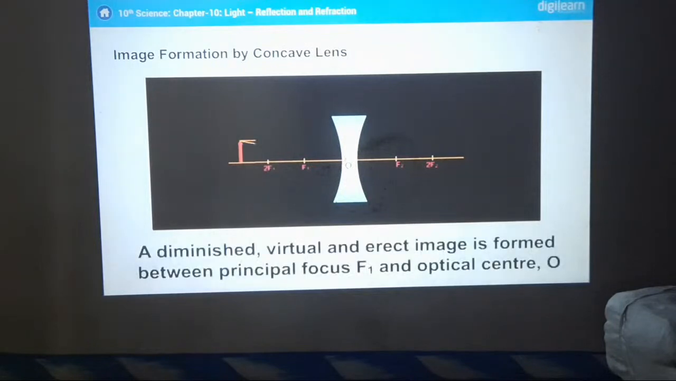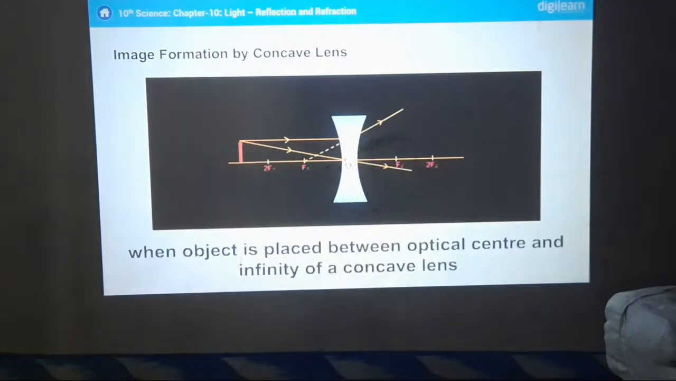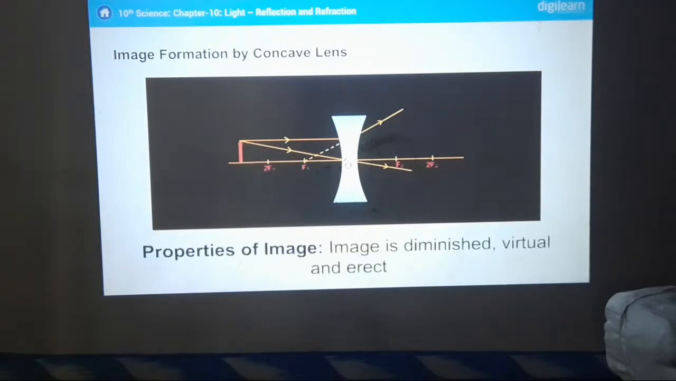Object between optical center O and infinity. A diminished, virtual and erect image is formed between principal focus F1 and optical center O when the object is placed between optical center and infinity of the concave lens. Properties of image: the image is diminished, virtual and erect.